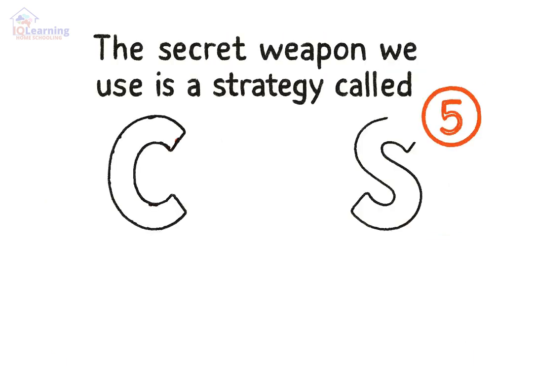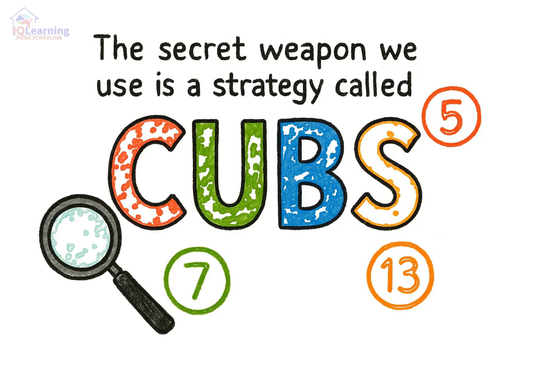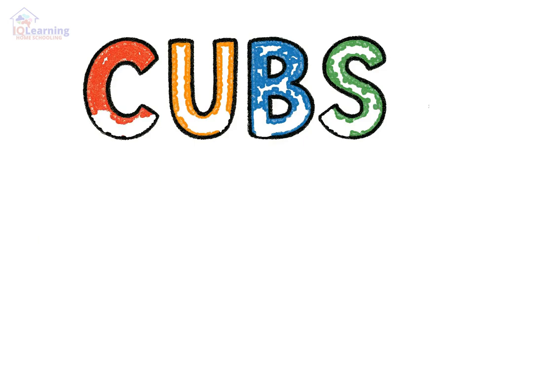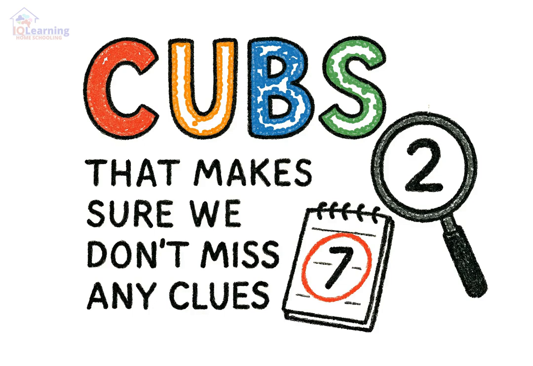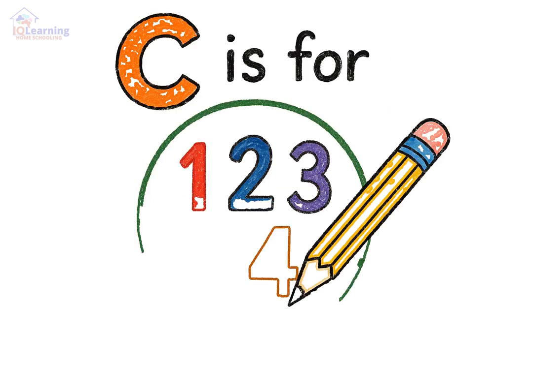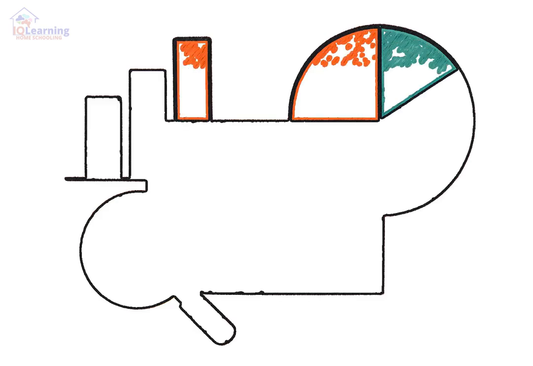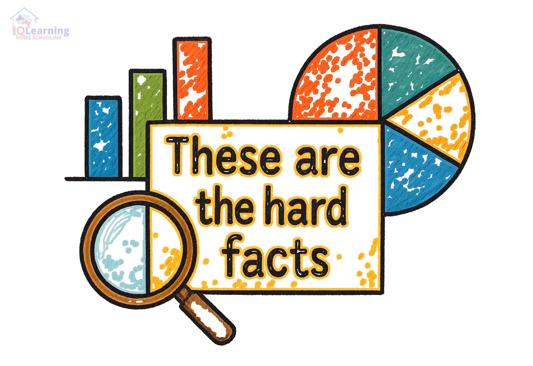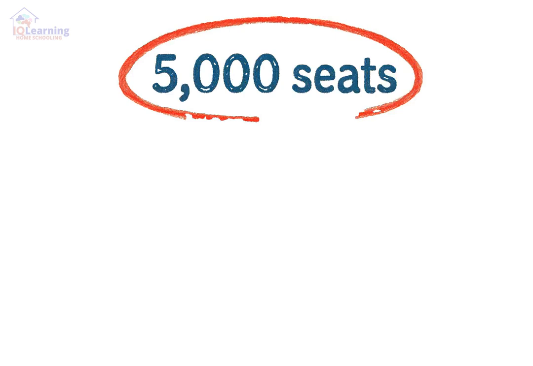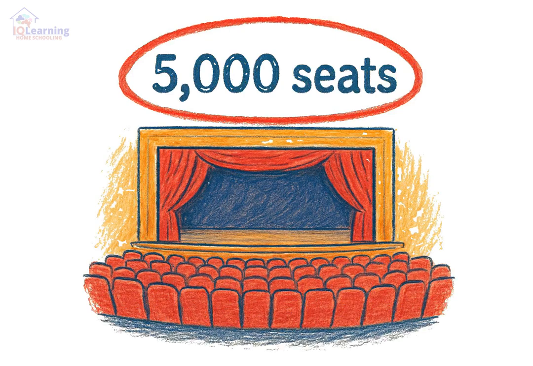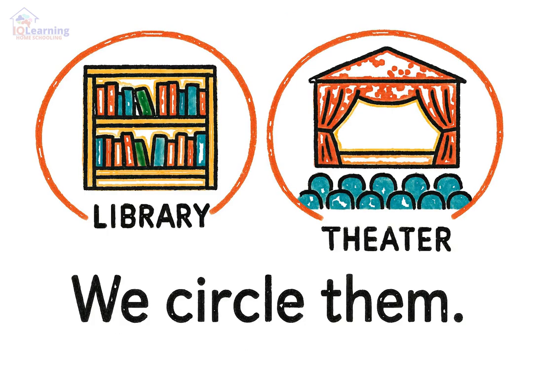The secret weapon we use is a strategy called CUBS. It's an acronym, C-U-B-S, that makes sure we don't miss any clues. First up, C is for circle the numbers. These are the hard facts, the data in our story. A library has 4,230 books. A theater has 5,000 seats. We circle them so they stand out.